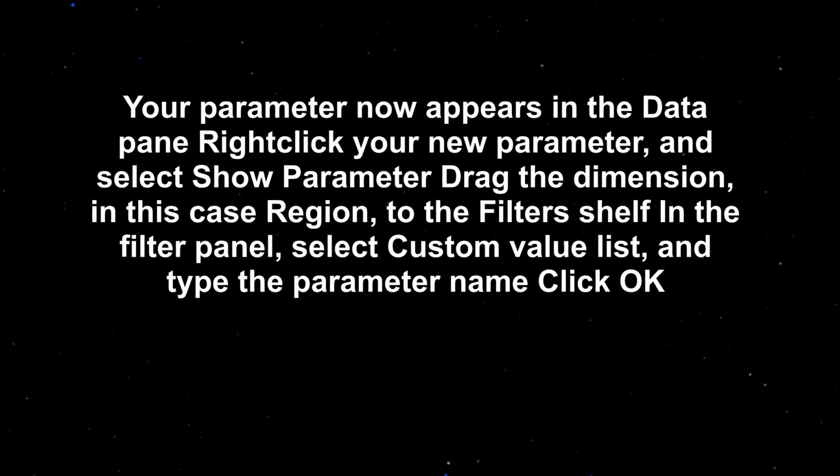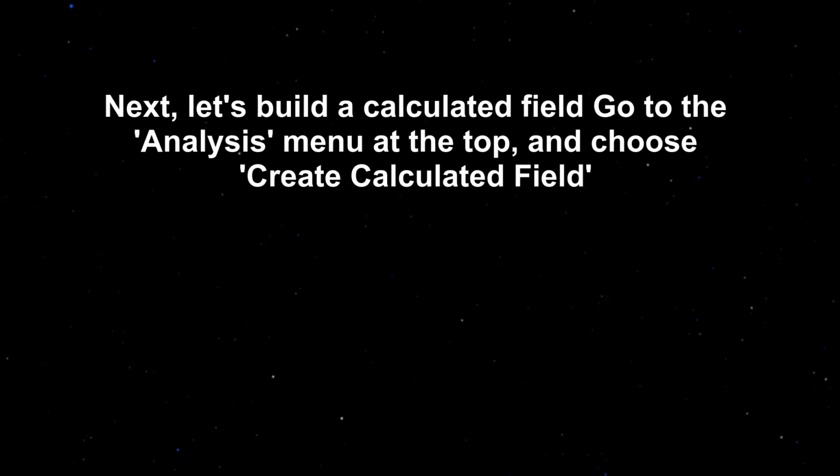Your parameter now appears in the data pane. Right-click your new parameter and select Show Parameter. Drag the dimension, in this case region, to the filter shelf in the filter panel. Select Custom Value List and type the parameter name. Click OK. Next, let's build a calculated field.